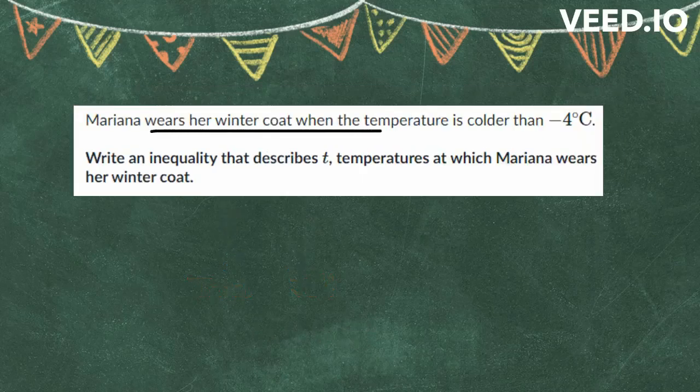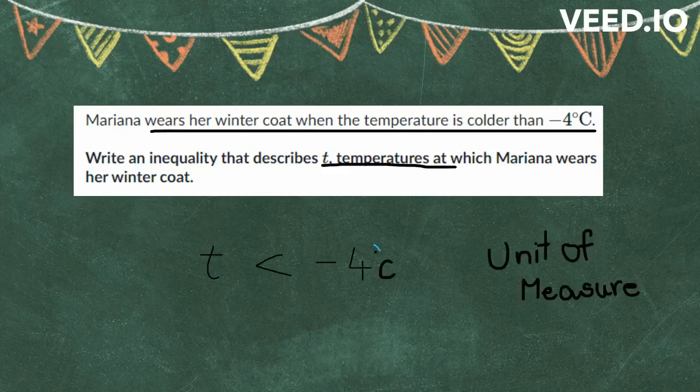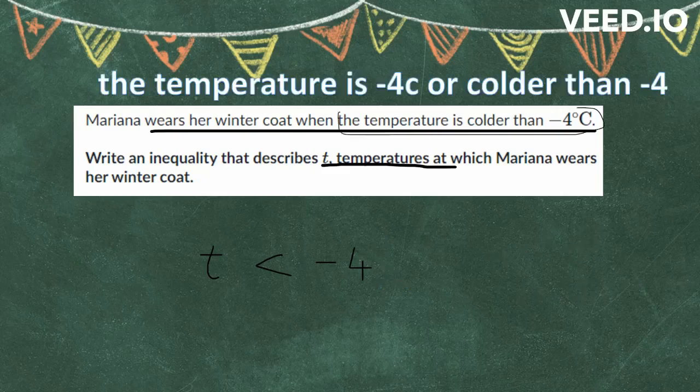Mariana wears her winter coat when the temperature is colder than -4. At temperature T, we have to write an inequality for that. T is the temperature at which she wears the winter coat. So this temperature is always less than -4. Only then she wears the coat. No need of mentioning the unit of measure in equations or inequalities.